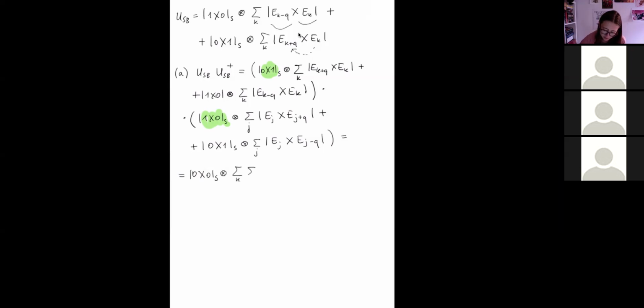Here we have the sum over k, sum over j of |E_{k+Q}><E_k|E_j><E_{j+Q}|, plus. And then we have this |0><1| times this |0><1|, because 1 meets 0 it's 0, so this does not survive. Then we have |1><0| times |1><0|, which doesn't survive for the same reason. And then finally we have |1><0| times |0><1|, which is great and gives us just |1><1|.